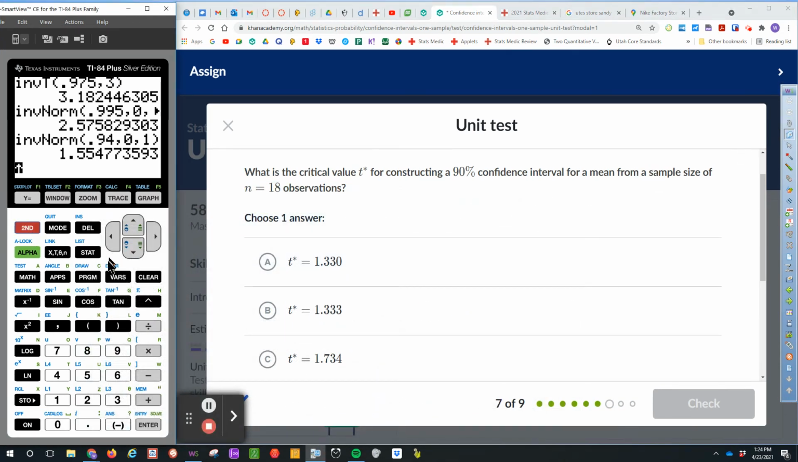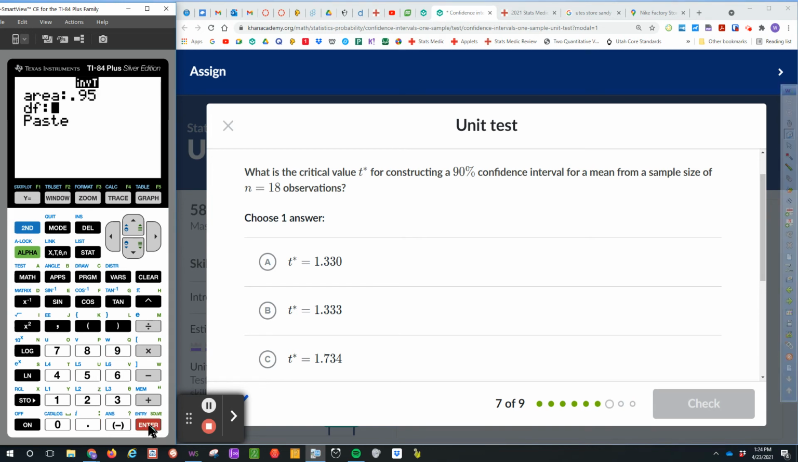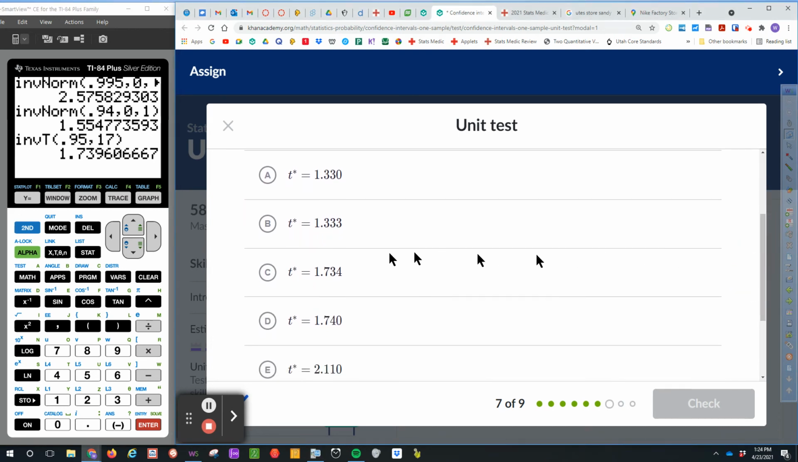So go to second bars. Now you have to go to number 4 this time. Inverse T and 0.95, degrees of freedom, which is 18 minus 1, 17. So your T star is 1.73. So to 3 decimal places, that's a 6 here. 6 will make 9 to 0, and that will make it into 1.740.